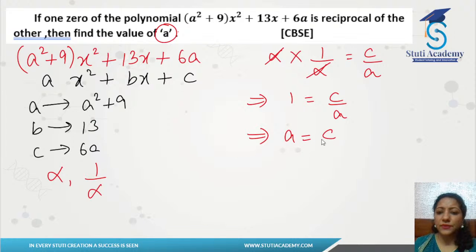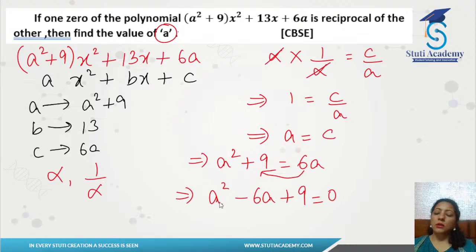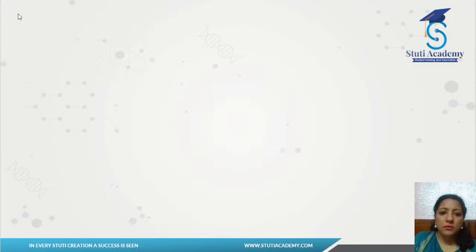We are going to put the values of a and c here. We will get a² + 9 equal to 6a. a² + 9 is equal to 6a. Now, in the next step, we will take this 6a to the other side and this will become minus 6a. So, we have a² − 6a + 9 is equal to 0. Now, we'll solve this using splitting the middle term. We have to solve for the value of a. So, I'll just write it here again. a² − 6a + 9 is equal to 0.